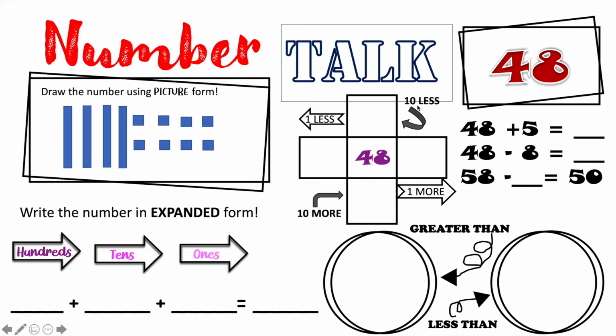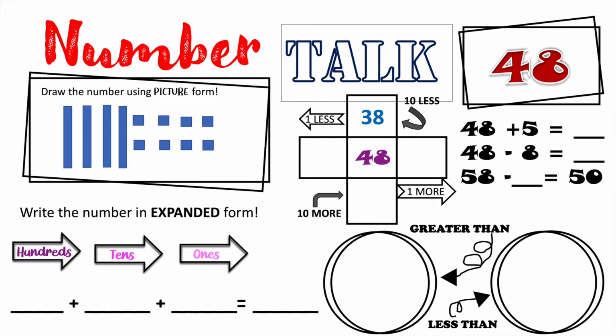What would be 10 less than 48? Think, what's changing, the ones or the tens if we're doing 10 less? Yes, the tens are changing. So instead of having 4 groups of 10 and 8 ones, we're going to have 10 less, which is 38.